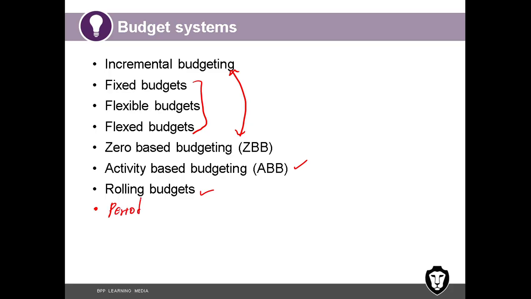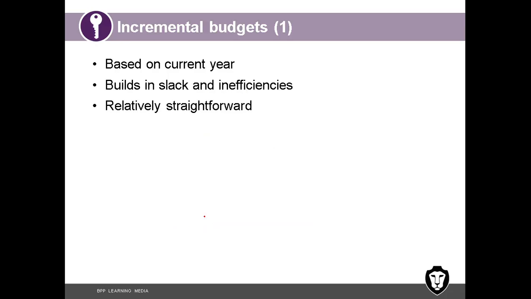There is one called periodic budgeting. These two are related. Let's see one by one what each of them mean. First one is incremental budget. Very simple. Look at this.